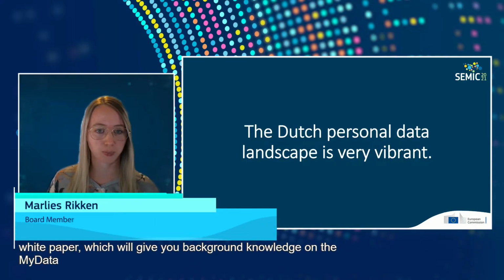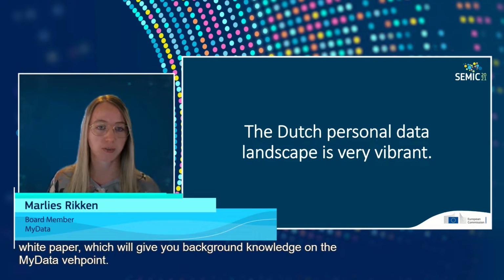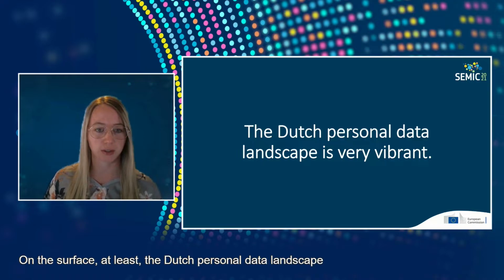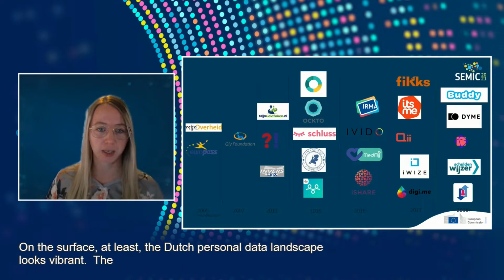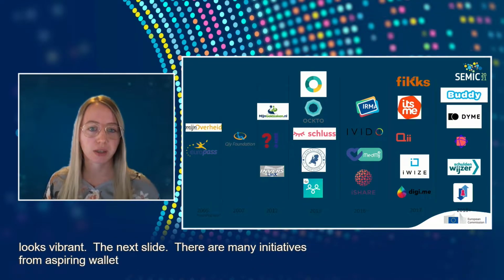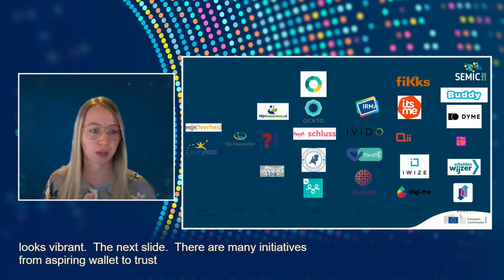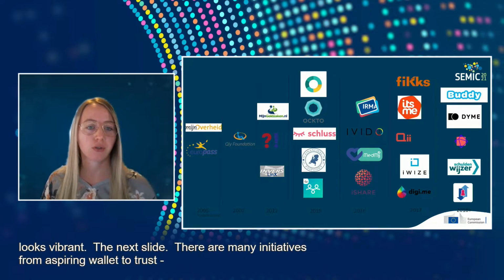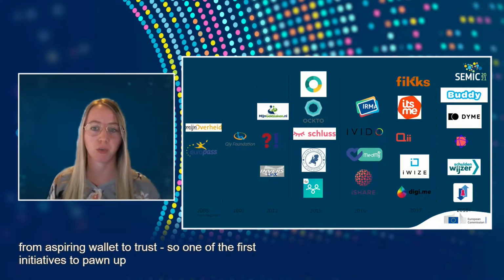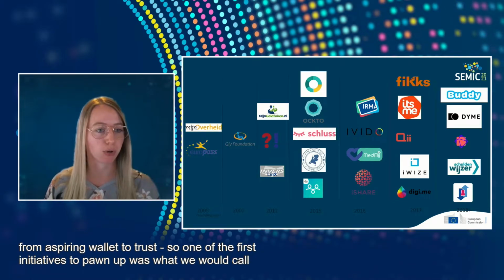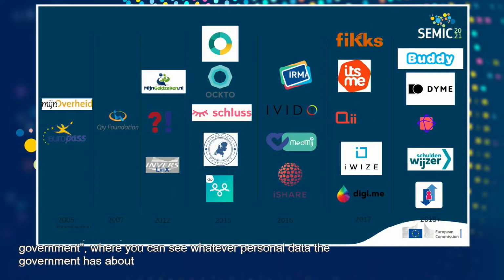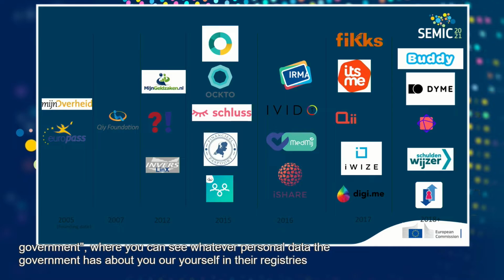Next slide, please. So on the surface, at least, the Dutch personal data landscape looks very vibrant. Next slide, please. There are many initiatives from aspiring personal data wallets to trust frameworks. And we see that there are many collaborations between parties in both public and private sectors. One of the first initiatives to pop up was Mijn Overheid, or what we would call My Government, where you can see whatever personal data the government has about you in their registries. And this is still developing. This was back in 2005.